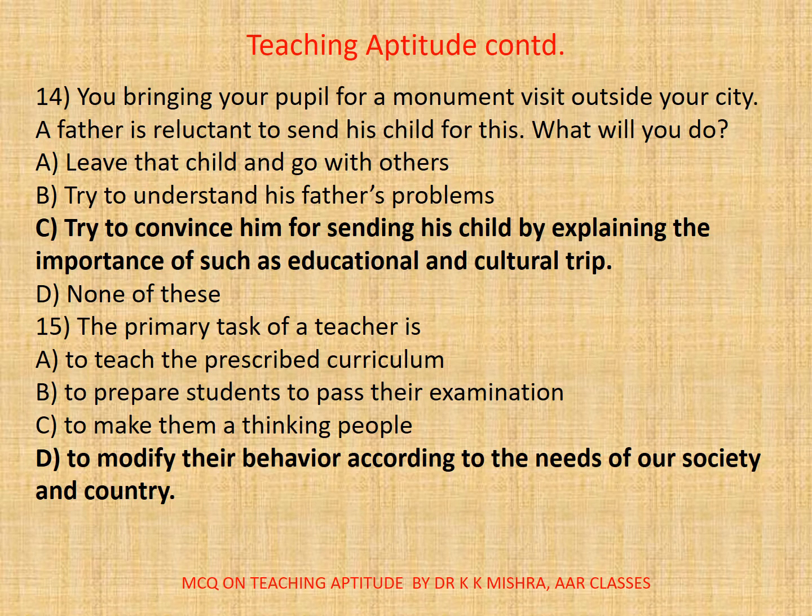14. You are bringing your pupils for a government visit outside your city. A father is reluctant to send his child for this. What will you do? A. Leave that child and go with others. B. Try to understand his father's problems. C. Try to convince him to send his child by explaining the importance of such educational and cultural trips. Or D. None. The correct option is C. Try to convince him for sending his child by explaining the importance of such cultural and educational trips.